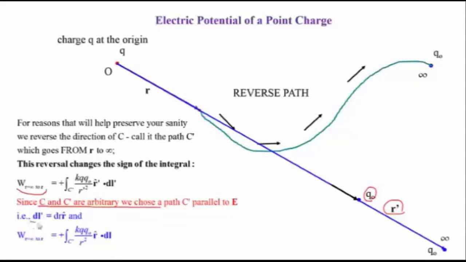dl prime is in the same direction as dr, r hat, so we can rewrite the work that we're going to be doing as a plus sign here, and it's kQQ0 over r squared, where now r is the distance from Q to the point that we're moving. And that'll be in the r hat direction, and dl is a little differential of length along that path.